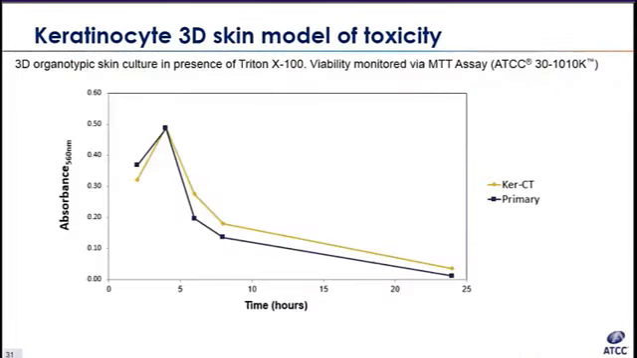The organotypic model generated in the previous slide can be used in toxicological studies. Triton X100 is considered to be a strong skin irritant. In this study, Triton X100 was added to both primary and hTERT 3D organotypic models. As you can see in the graph, viability decreased as the time of exposure increased. Both models exhibited similar levels of toxicity, thus showing that an hTERT model offers equivalent performance to a primary cell-generated model.